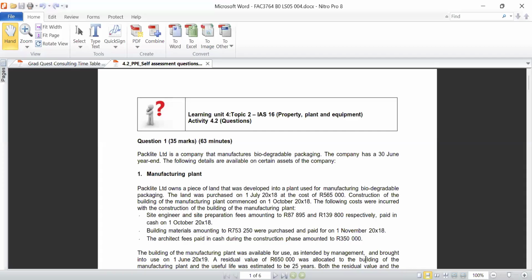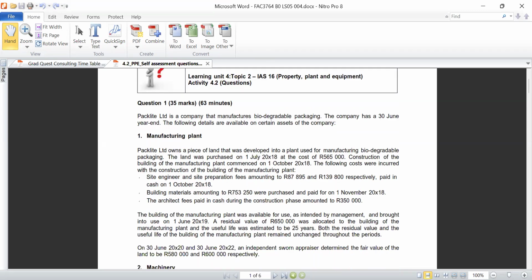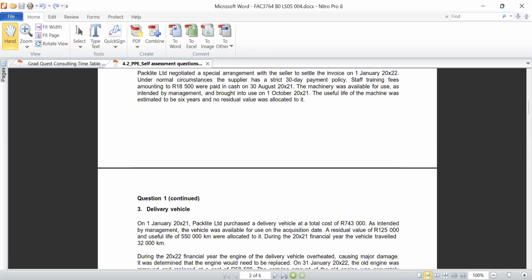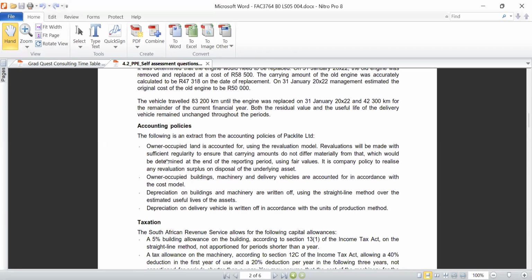Okay. Right. So it's a 35-mark question. Let's have a look at it, and then I will share with you what needs to be done over there.